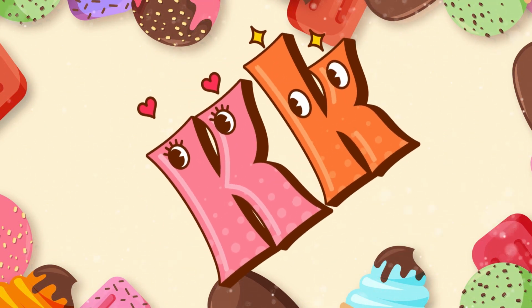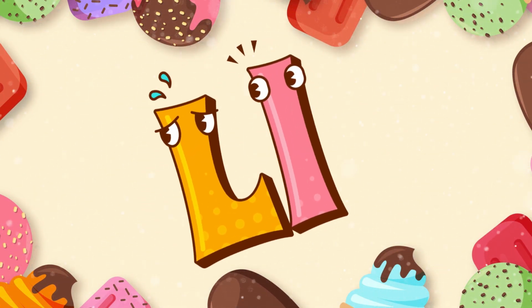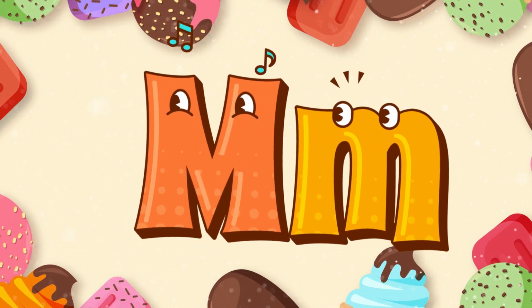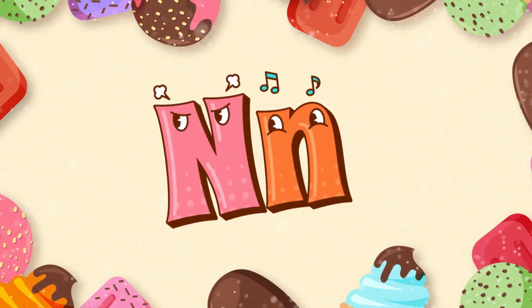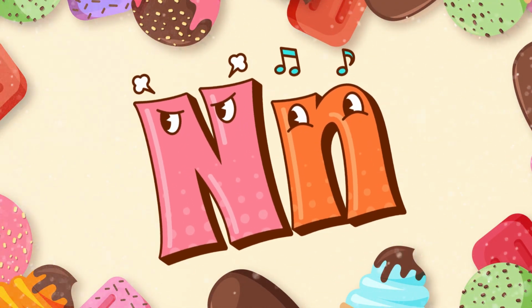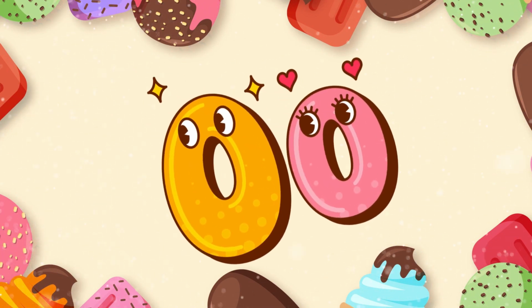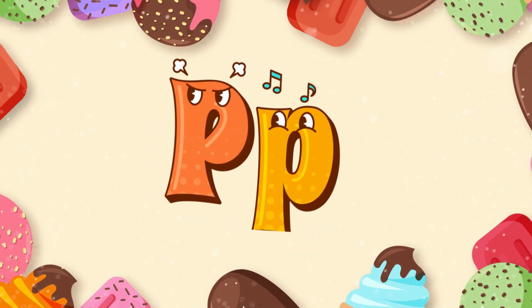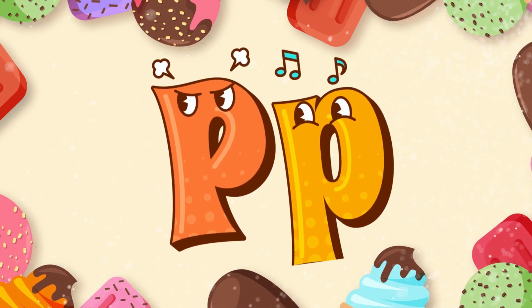K for kangaroo. L for lion. M for monkey. N for nest. O for orange. P for pineapple.